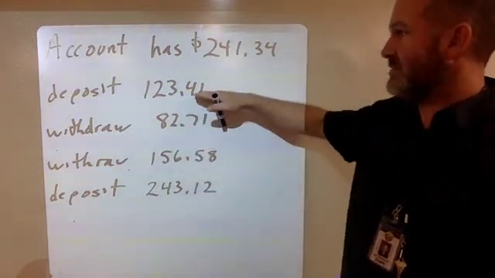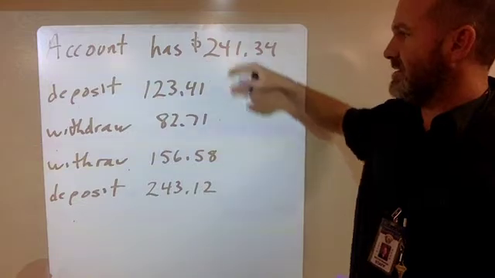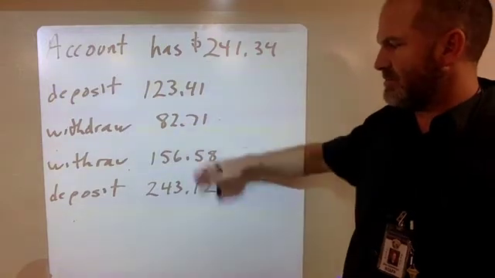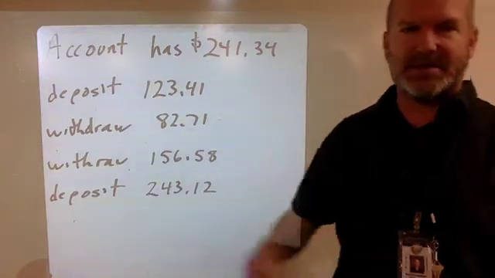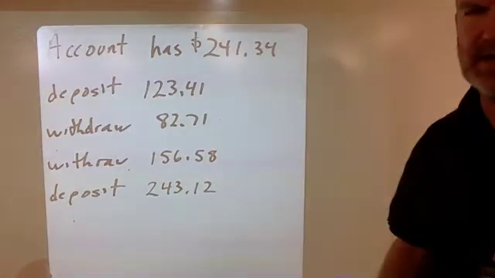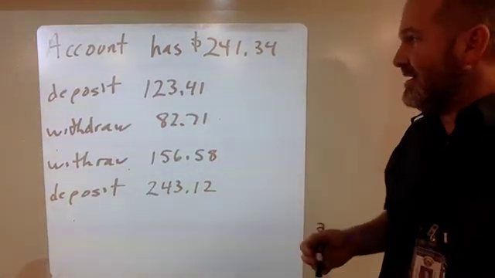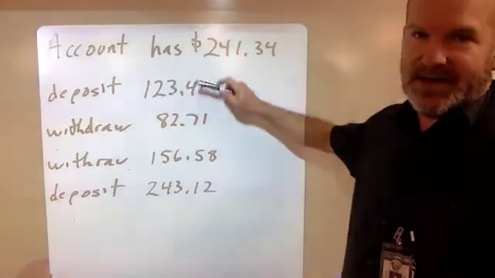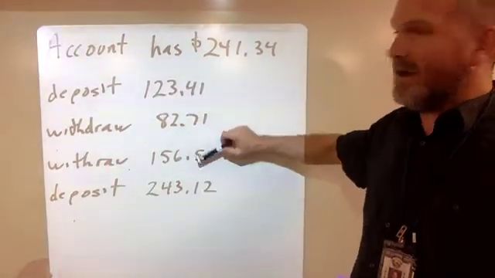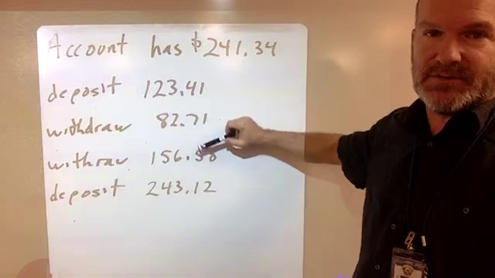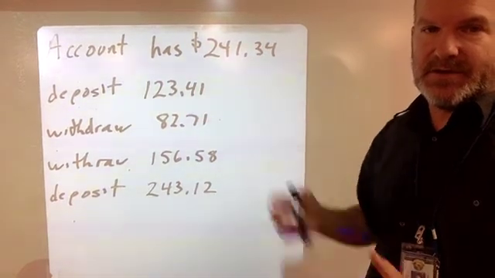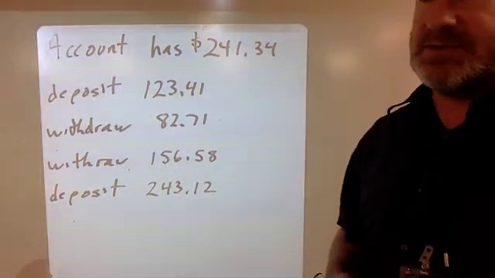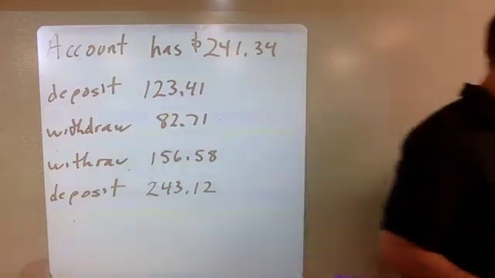So deposit means to add. So you would add this amount to here. Then you would subtract this amount. Then subtract that. Then add this. So that's a lot of back and forth. Adding, subtracting, adding, subtracting. I prefer to combine my deposits together first and combine my withdrawals together first, because then you're just adding numbers together. You don't have to worry about subtracting.